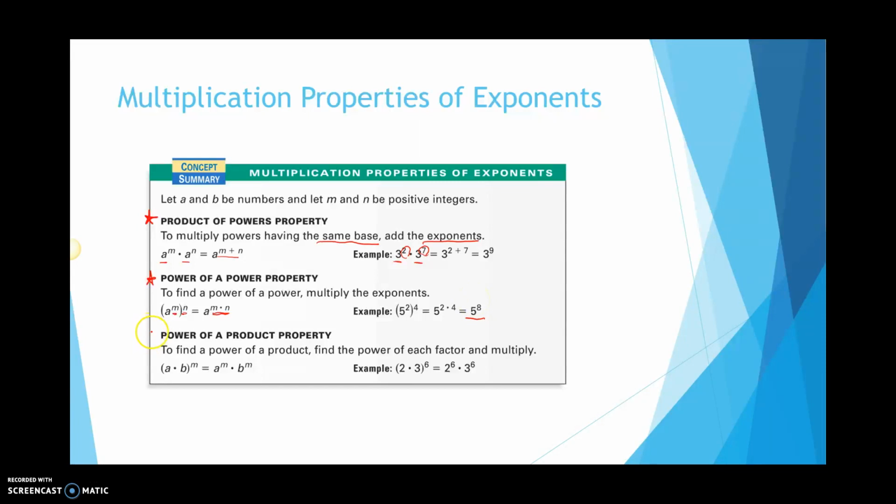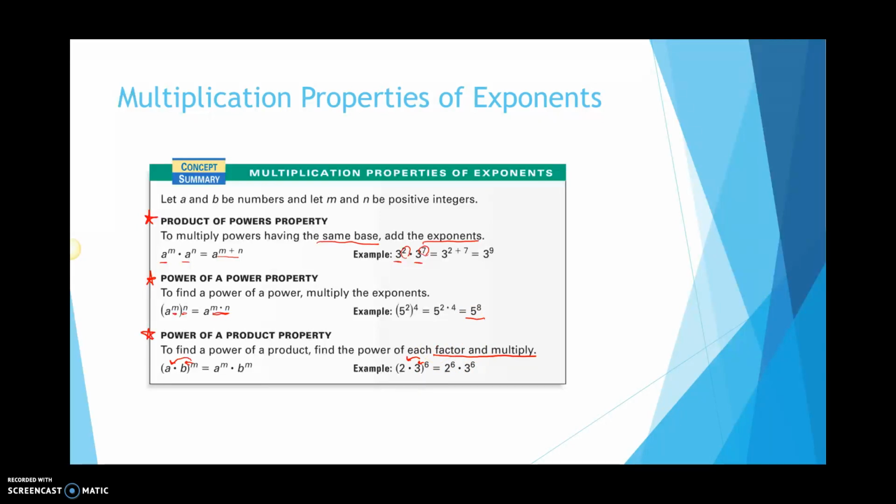Our last property is called the power of a product property. You are going to find the power of each factor and then multiply. For instance, here in the parentheses, we have a times b raised to the m power. What we need to do is have m go to the a and m go to the b. So what you have is a to the m times b to the m. For instance, if we have 2 times 3 raised to the 6th, we do 2 to the 6th. The 6 goes to the 2 and goes to the 3, and then 3 to the 6th. So that would be my answer.